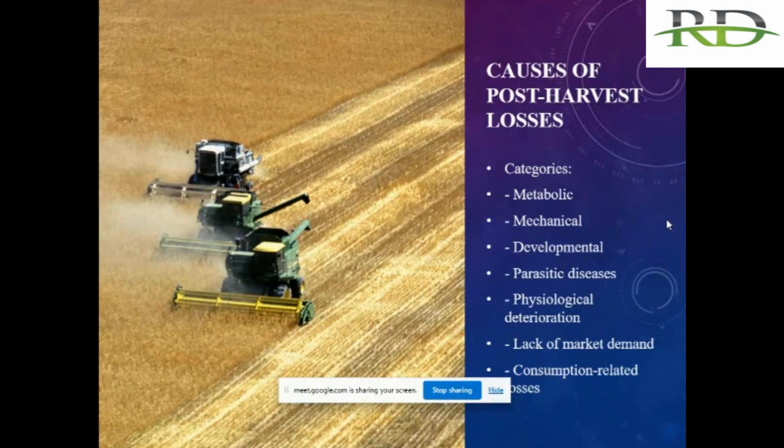Because if you have a very large quantity of that particular variety, but that particular variety has no market, then how will you be able to sell those things? And if they are not able to sell it, then definitely there will be losses. And consumption-related losses are miscellaneous: proper handling, how to consume, how it is transported and how it is distributed in the market. Those losses are incurred and are not under control, but they have to be controlled.